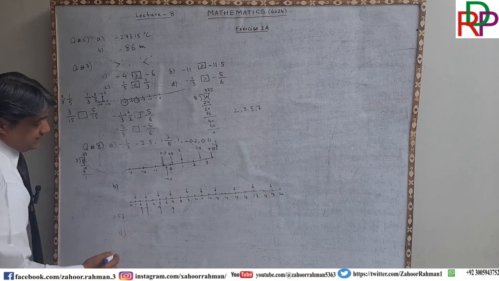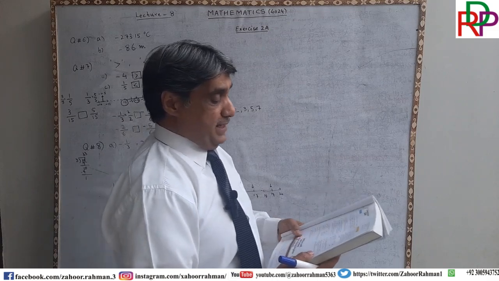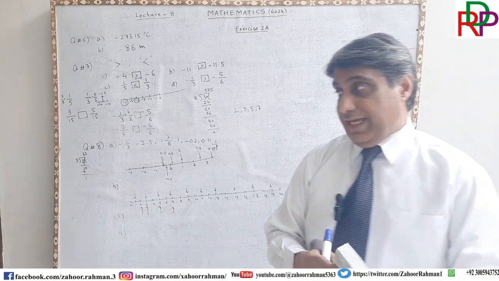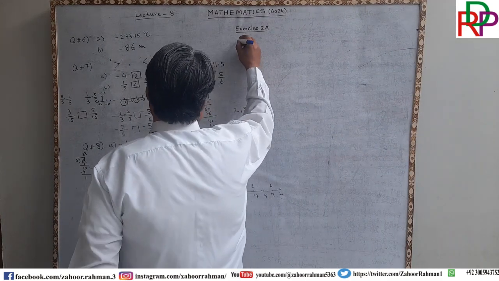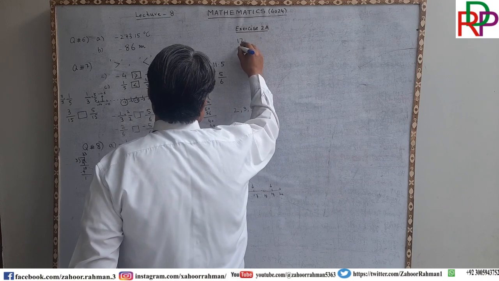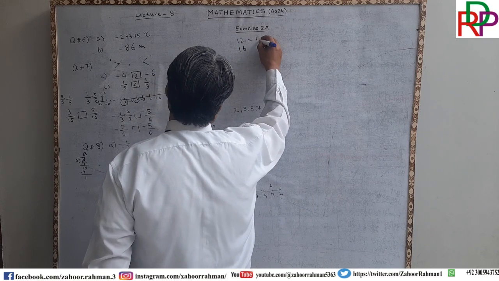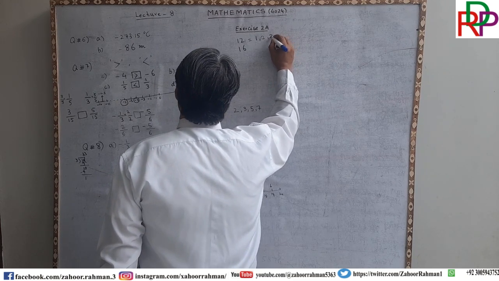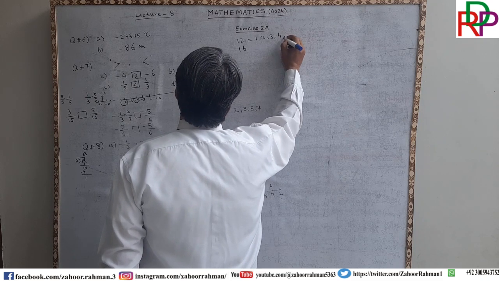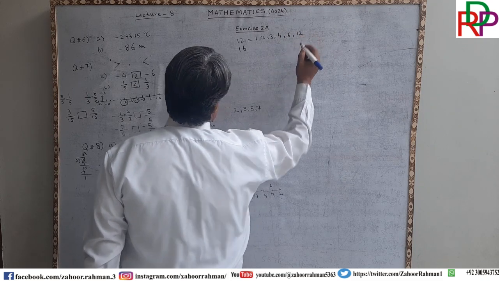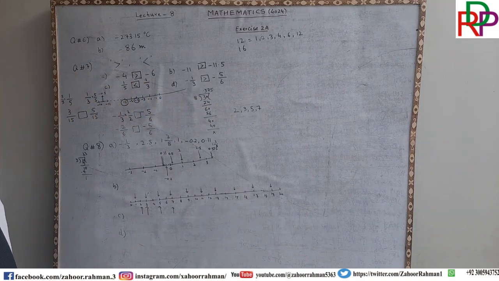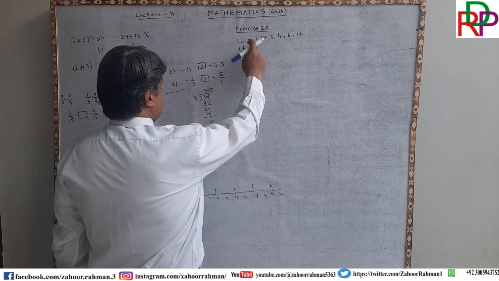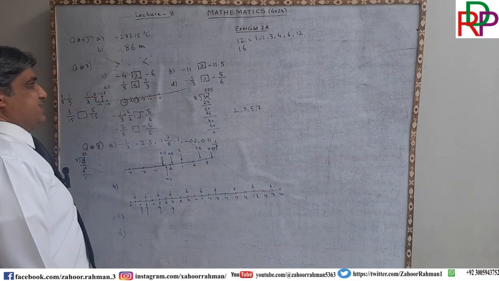Now D part, which is given on page number 30, is saying common factors of 12 and 16. Okay, 12 and 16. There is 1, there is 2, there is 3, there is 4, 6 and 12. These are the factors of 12. In other words, you can say that 12 is coming in the tables of these numbers.